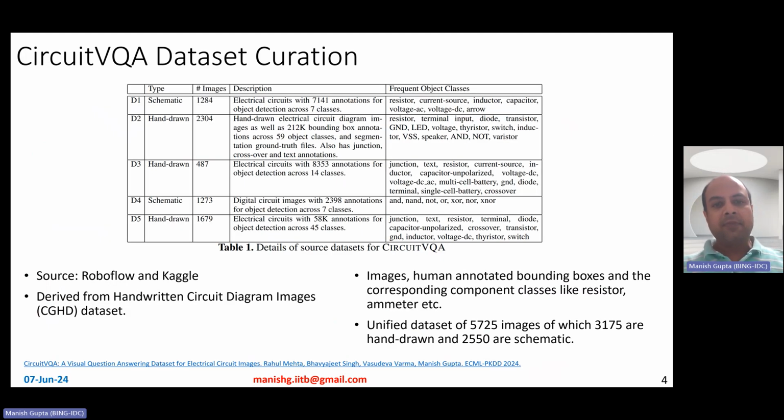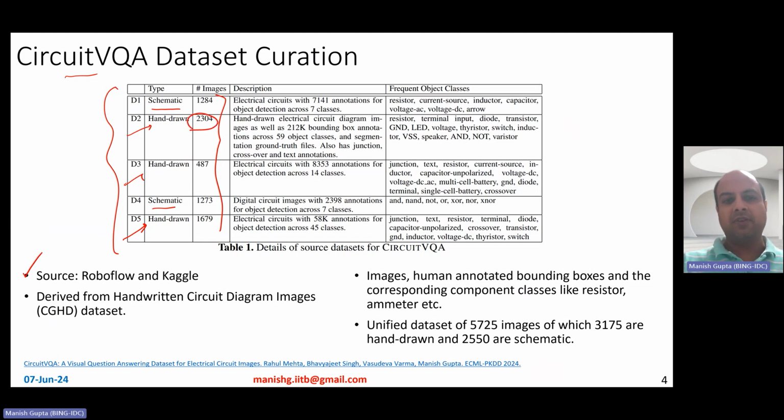Okay. So to be able to create this data set, we actually leverage 5 different data sets. We make use of these 5 different data sets sourced from RoboFlow and Kaggle websites. Some of these data sets, as you can see, are schematic in nature. The others are hand-drawn. So they're hand-drawn as well as schematic data sets. The number of images are in a few hundreds. The maximum is 2,304, but the minimum is 487.